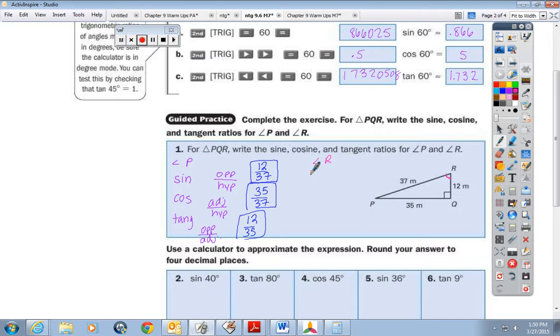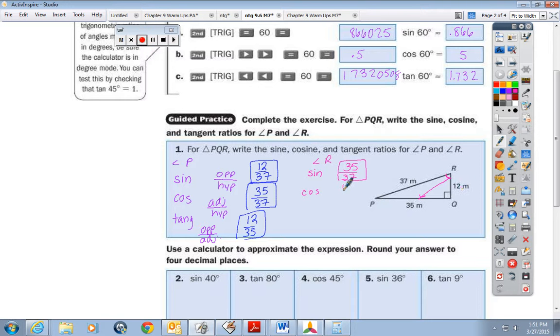Okay, so for the sine of angle R, the sine is what? The opposite over the hypotenuse. So what side is opposite of R? 35. And the hypotenuse is, guess what? It's still 37. It doesn't change. Okay, so there's my answer for that. And the cosine is what? The cosine is the adjacent over hypotenuse. So what length is adjacent to R? 12. And the hypotenuse is still 37. So there's my answer there.